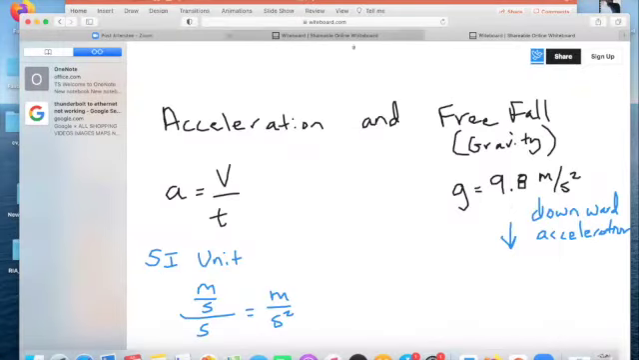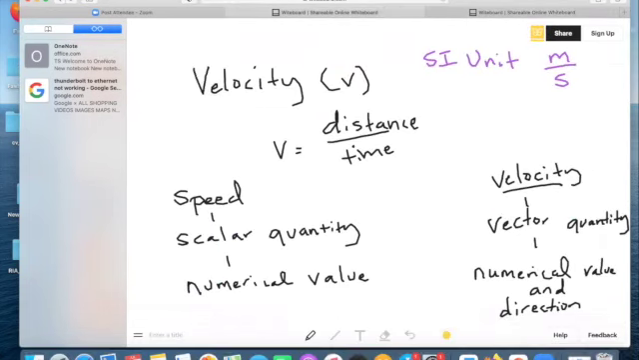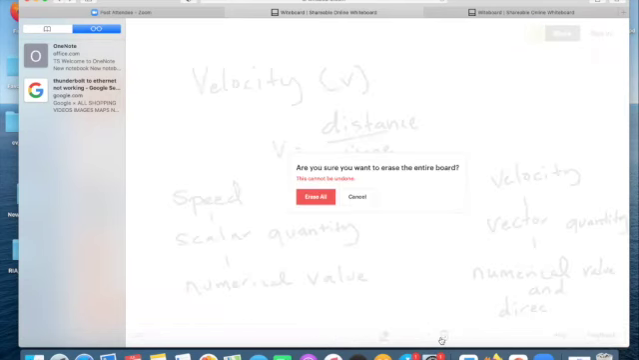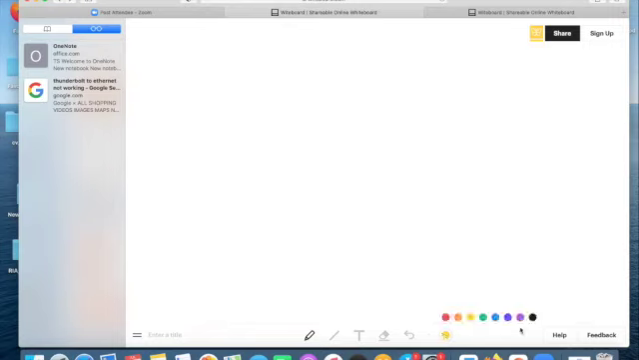Let's clear this off. Instead of doing that, I wish they had, oh, there it is. Make sure you want to erase the entire board, erase all. It did not erase all. So I could just keep scrolling down. I don't have to delete anything. It's my first time using this one.